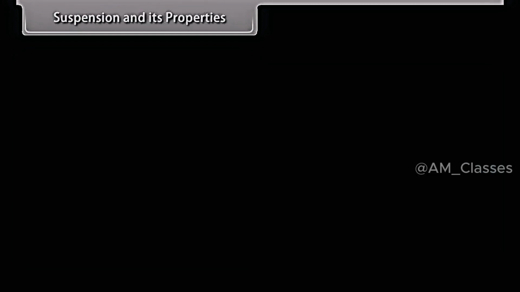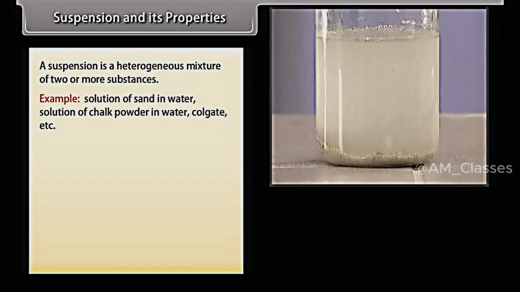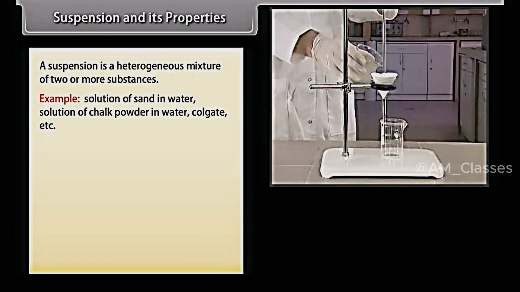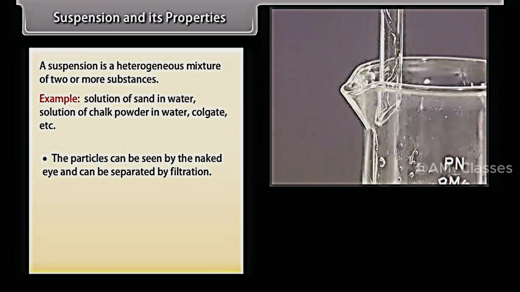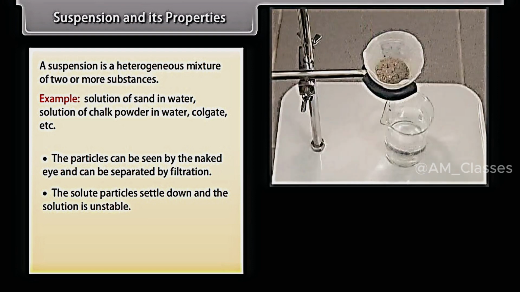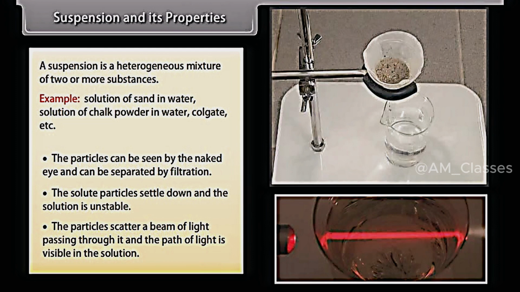Suspension and its properties. A suspension is a heterogeneous mixture of two or more substances. Example, solution of sand in water, solution of chalk powder in water, Colgate, etc. The particles can be seen by the naked eye and can be separated by filtration. The solute particles settle down and the solution is unstable. The particles scatter a beam of light passing through it and the path of light is visible in the solution.